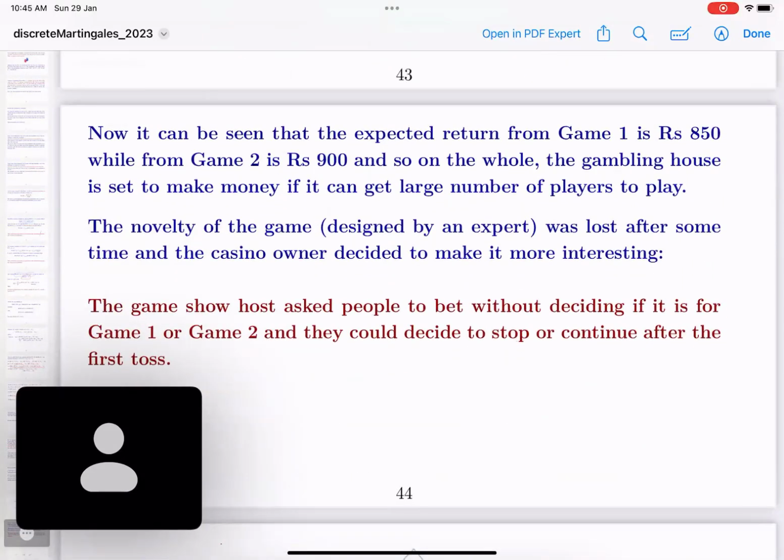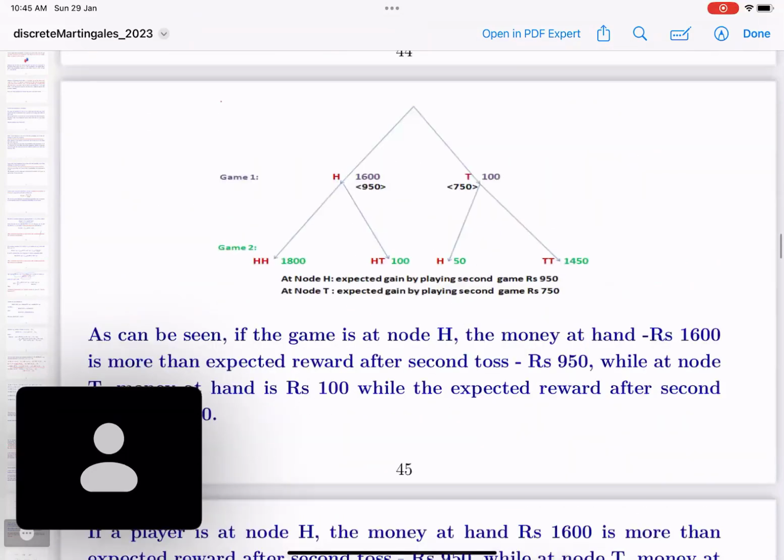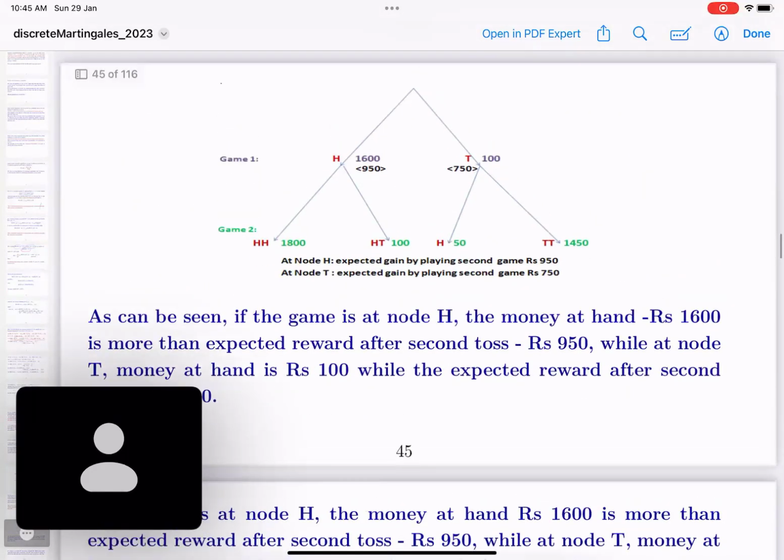Now, the novelty of the game designed by an expert was lost after some time, and the casino owner tried to entice more people by making it more interesting. So the game show host asked people to bet without deciding if it is for game 1 or game 2. Namely, you start playing. After game 1, if you don't feel like it, you can exit. If you feel like it, you can continue to game 2.